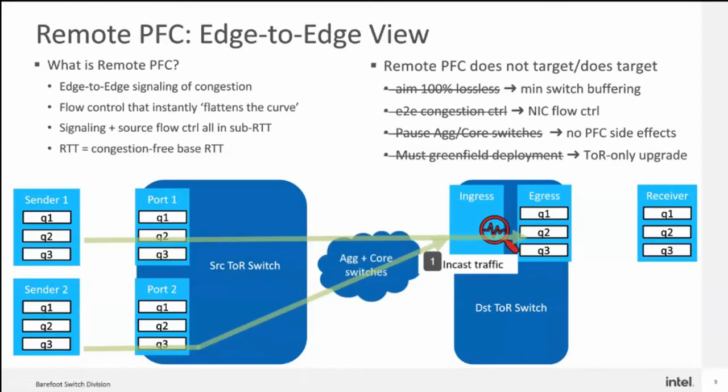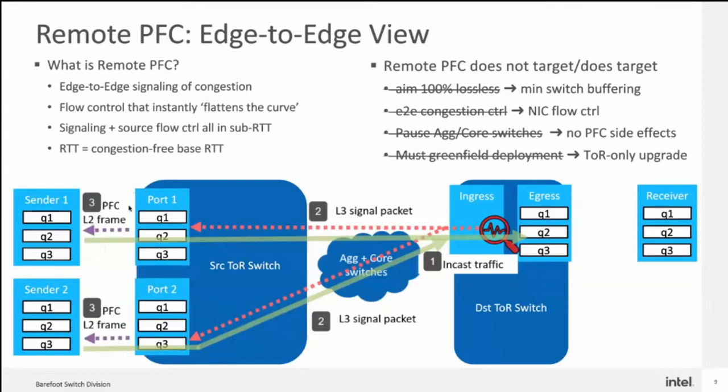Now we have this incast traffic, we detect the congestion, we immediately send back a layer 3 signaling packet. It bypasses or travels to the aggregation and core switches without causing any side effects. It arrives at the source ToR switch, where it then is converted to a PFC frame over here, which is able to stop the senders of the specific priority in a very short amount of time.